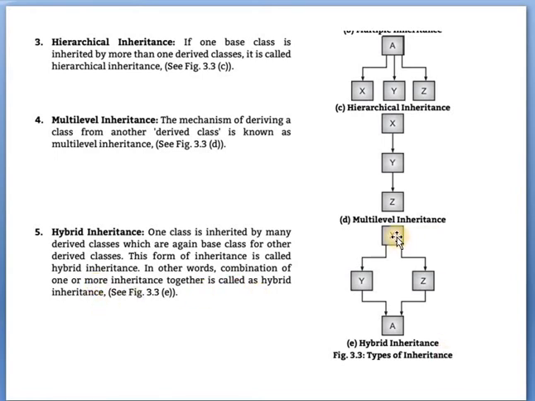See here, X is a base class and Y and Z are the derived classes of X. Only these three form hierarchical inheritance, because X is a single base class and Y and Z are the derived classes. And only this part, where Y and Z are the base classes and A is the derived class, is multiple inheritance. So this is a combination of hierarchical and multiple inheritance, so it is called hybrid inheritance.